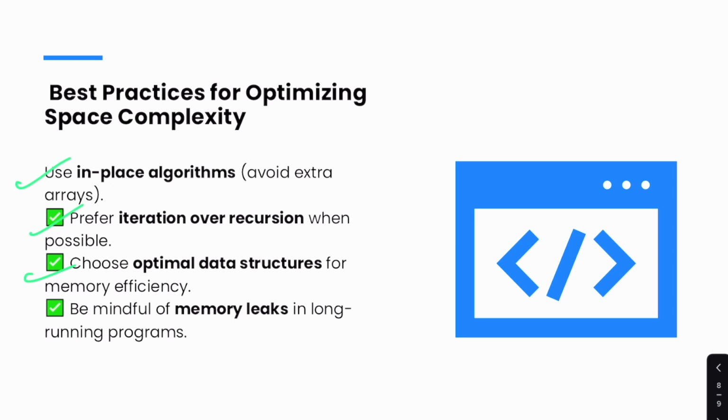The last one, be mindful of memory leaks. So always free the memory. For example, in C++ or Java, when you allocate dynamic memory in the heap, until and unless you free up that dynamic allocation, it is going to be there. The variable or any function is going to use that heap memory until the program ends. So you have to manually free up the memory. So you have to be mindful of memory leaks.